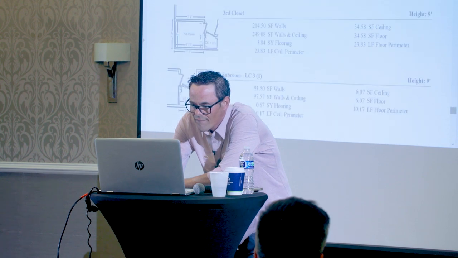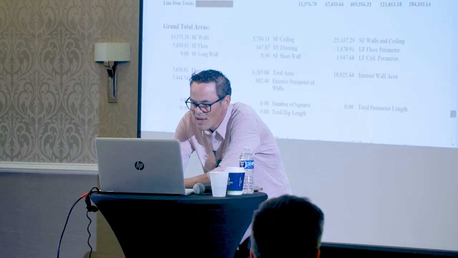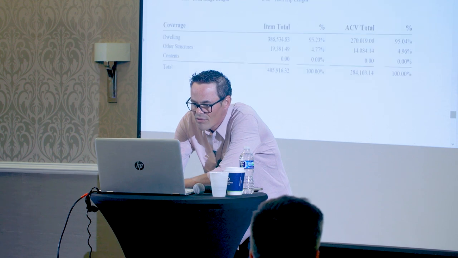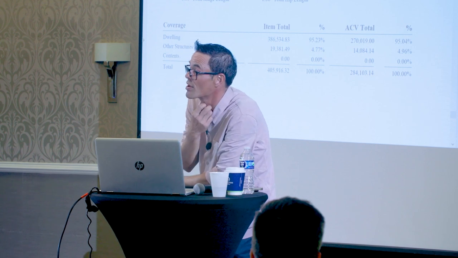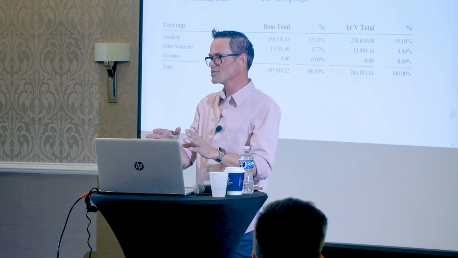Just want to get to his bottom line here. With, remember, because there's no prices in the windows and doors, guys. So he's at 405,916 with no windows and doors. He does have the roof in there, and I don't have the roof in mine. So the payment does not go out with this estimate.